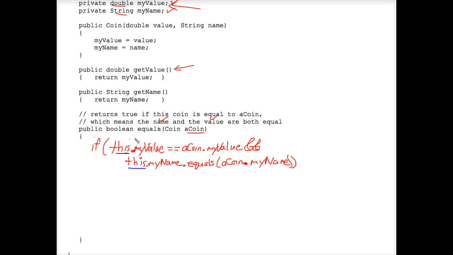But you could also have written, so this is optional, you could have done this dot getValue, empty parentheses, and you could have used the public accessor method getValue. And of course you could have used the getName method down here instead of myName.